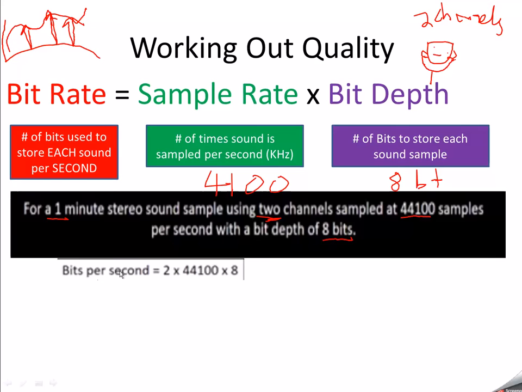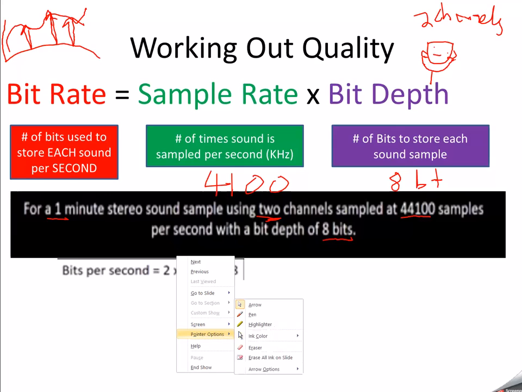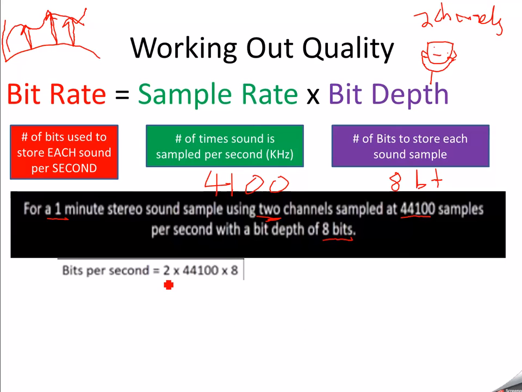To work out the bits per second, it's 2, which is the amount of channels we have. Every time, your starting point should always be the amount of channels. If it doesn't say the amount of channels, presume it's 1. But in this case, it's 2 times the sample rate, which is the 44100, times the bit depth, which is 8. Calculate it now, that should give you this answer. But we're not done there.